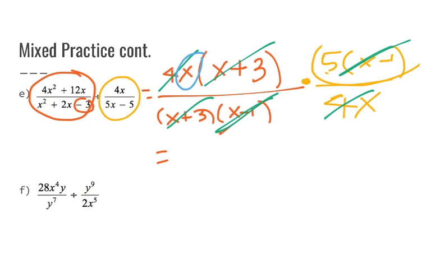Oh, no, I take it back. That did cancel. I just didn't put a line all the way through it. That 4x canceled completely with this 4x. Okay, so I guess the only thing that didn't cancel is literally the number 5.